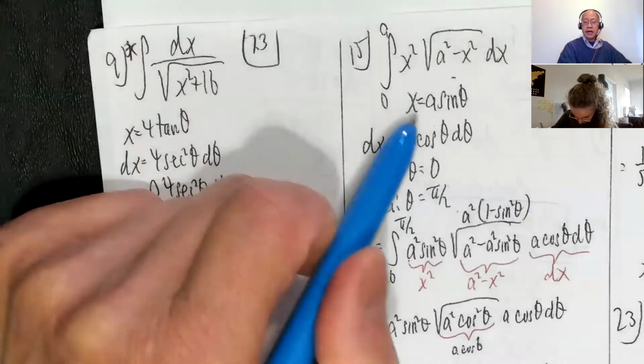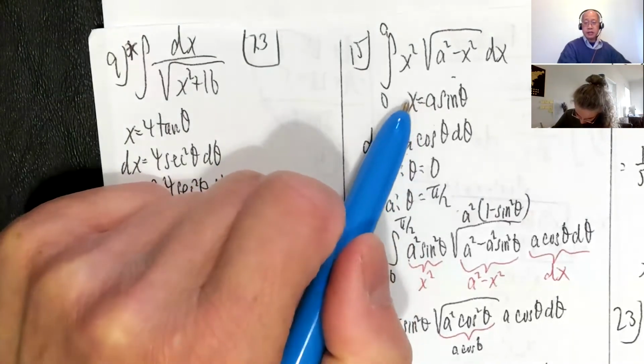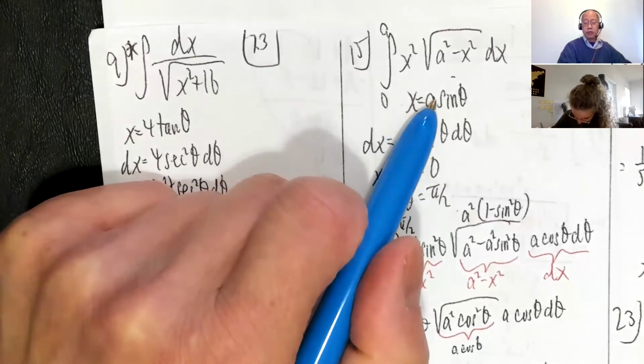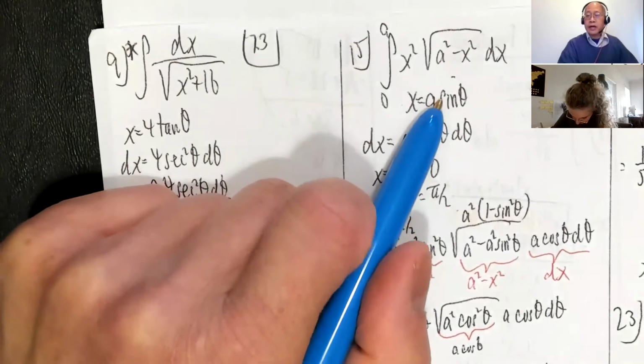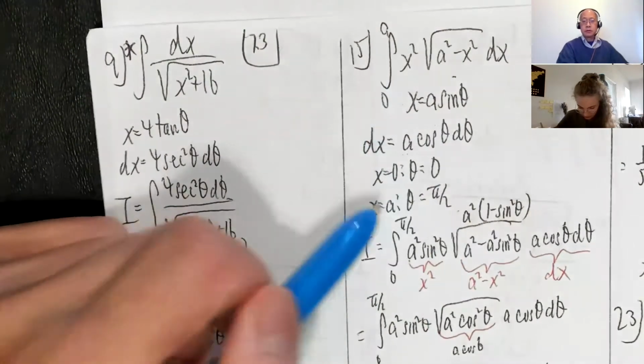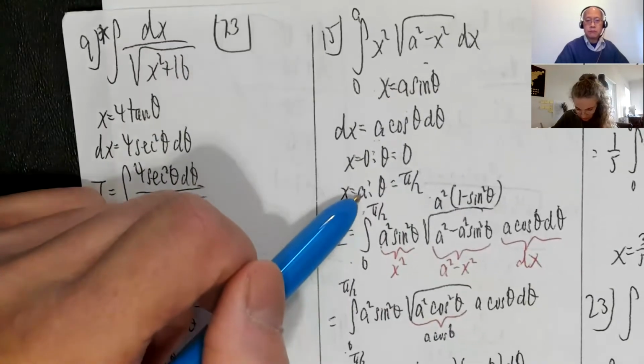If I plug in x equals a, put an a right there. A equals a sine theta. Well, that means sine of theta has to be 1. Sine of what angle is 1? Pi over 2. So my new integral is from 0 to pi over 2.